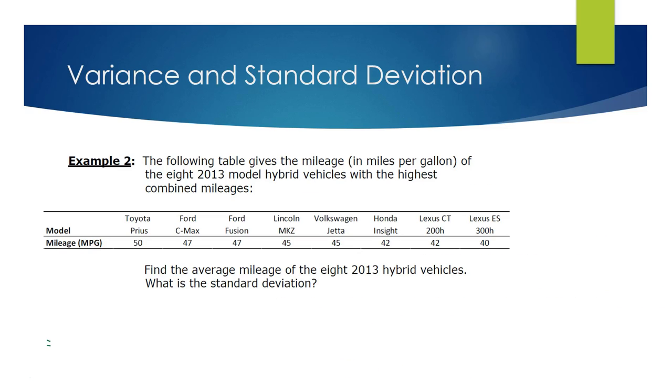So for example 2 here, you're given this information, and you're asked to find the average mileage and the standard deviation. The mean is pretty straightforward, because I have these mileages here, these 8 different models. If I just take those mileages, sum them together, and divide by 8, these 8 cars average 44.75 miles per gallon.